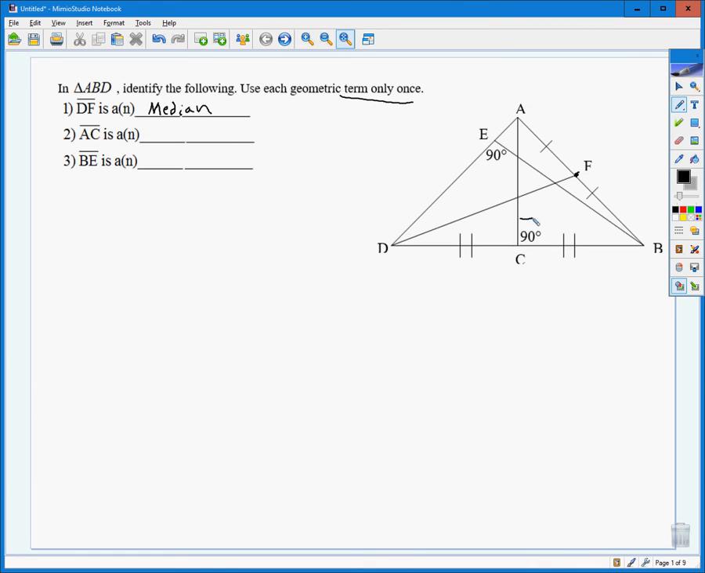AC makes a 90-degree angle. It could be called an altitude, but it also is splitting this segment in half, so it is a perpendicular bisector. And BE only makes that 90-degree angle. It doesn't bisect anything, so it is an altitude.